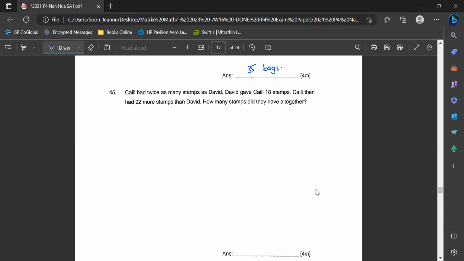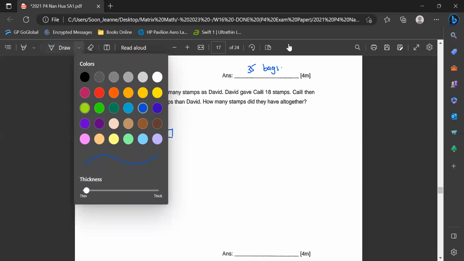Kelly, I think, I don't know, Kelly. Anyway, you just say it's Kelly. Kelly had twice as many stamps as David. So twice, right? Draw 2 units. David 1. Okay. David gave Kelly 18, and then Kelly had 92 more. You already know that Kelly had more than David by 1 unit. But David is going to give Kelly 18.